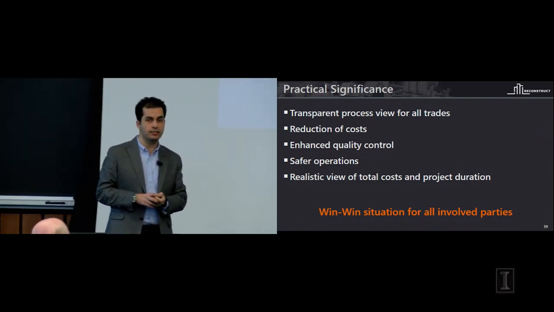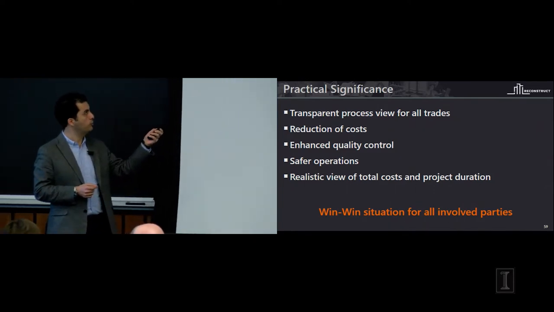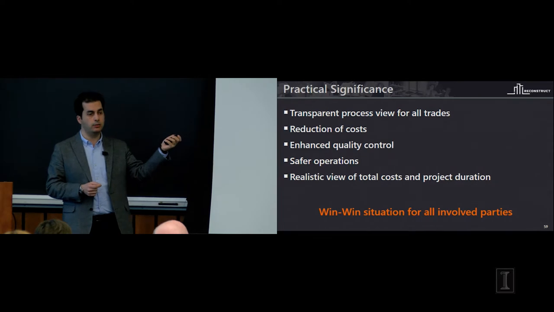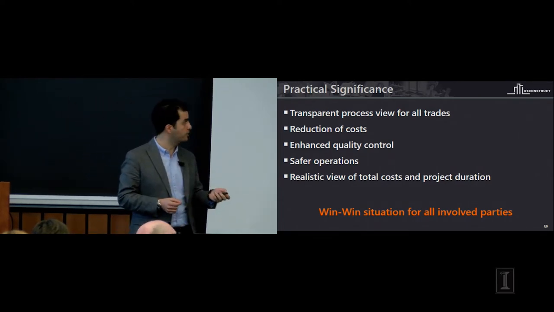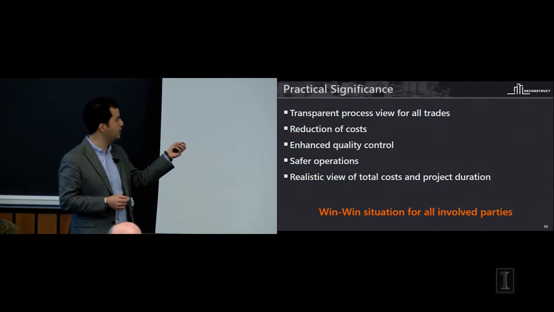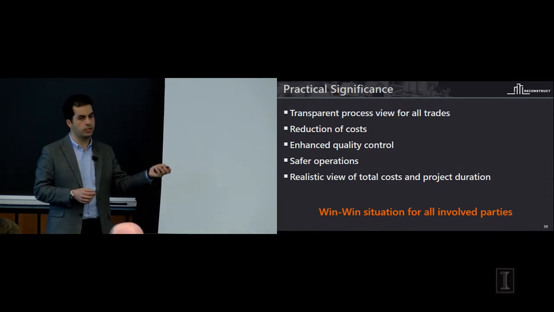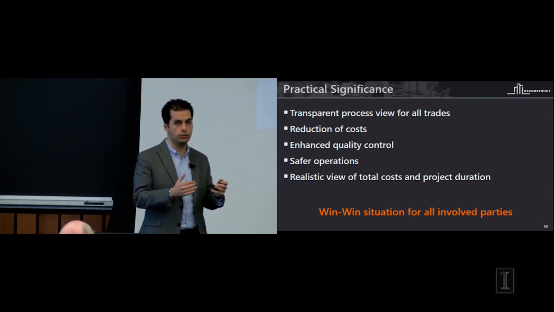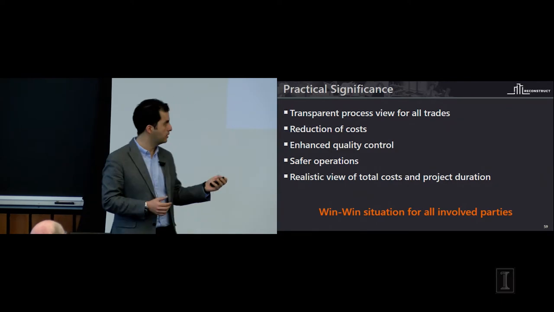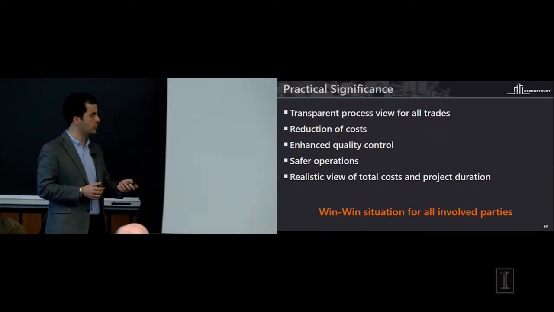It tracks costs, so now you have the opportunity to reduce the cost. We show the problems on the job site, so you can use the system for quality controls. We can potentially use this for safety on the job site, and it really brings transparency and realism to the total cost and duration. It's a system that is being used by everyone on the job site, from the workers to the managers to the owner, and we see this as an opportunity to bring a win-win situation for all parties that are engaged in the project.